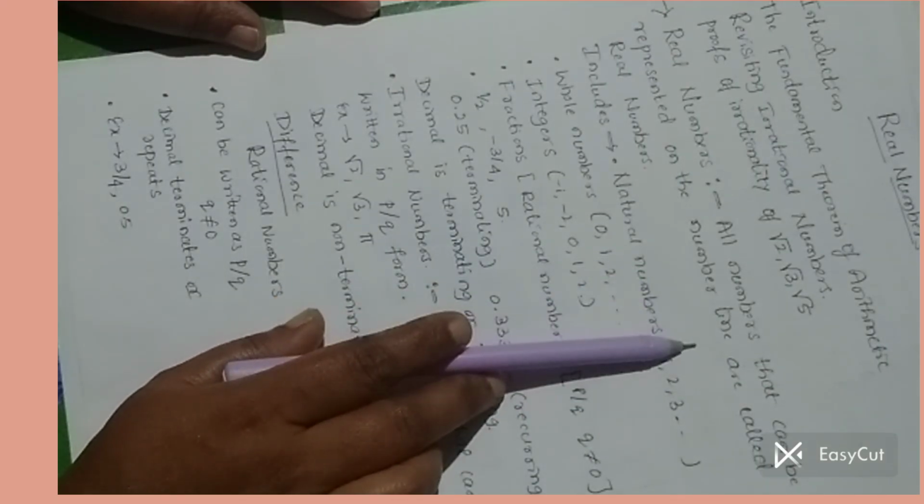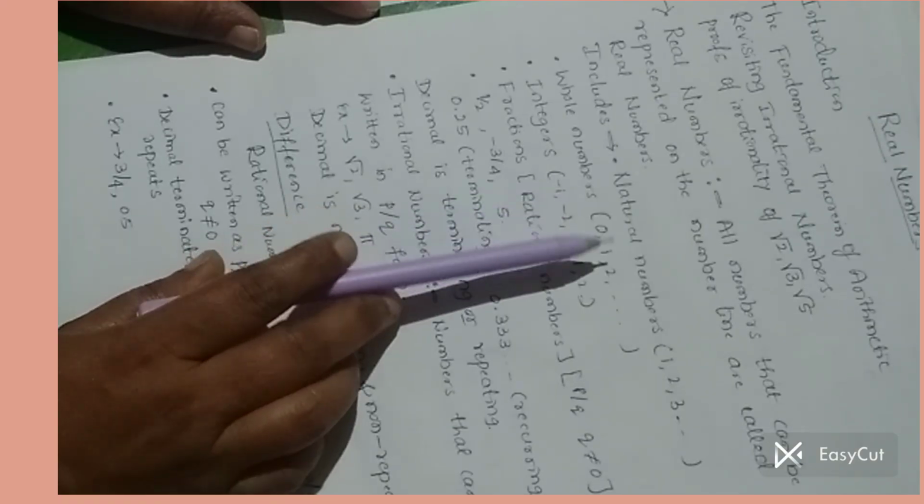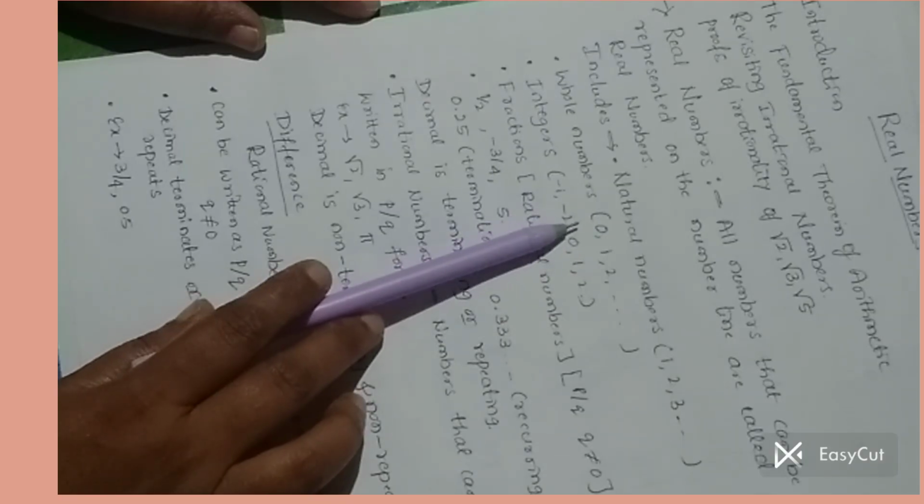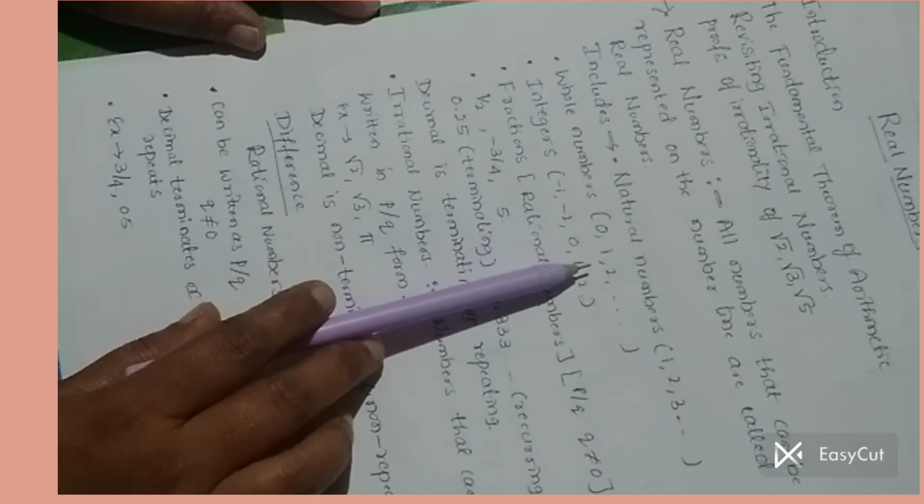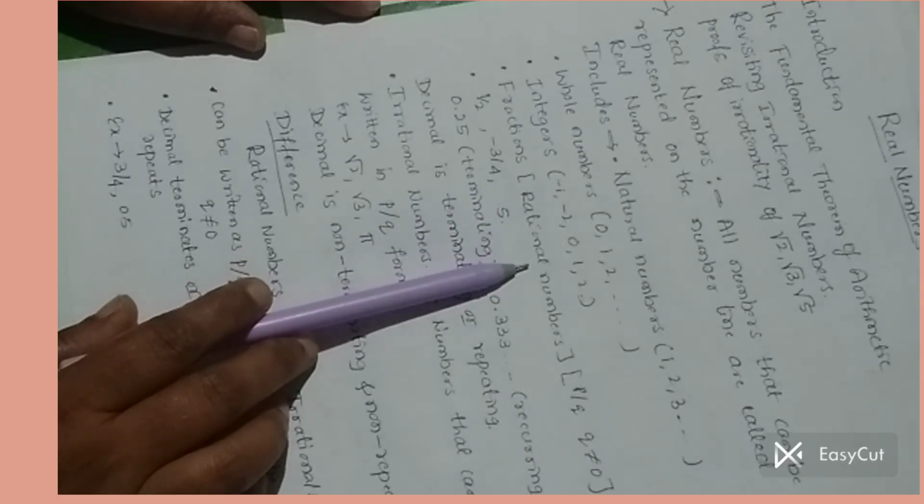Real numbers means all numbers that can be represented on the number line are called real numbers. We already know that real numbers include natural numbers, meaning counting numbers 1, 2, 3 and so on, and whole numbers, natural numbers including 0. The integers are natural numbers, whole numbers and their negative numbers. And the fractions are rational numbers. It means the numbers can be expressed in the form of p by q where q is not equal to 0. For example, 1 by 2, minus 3 by 4, 5.